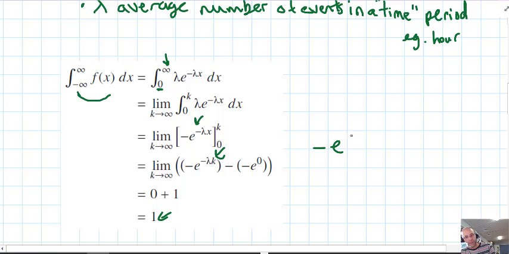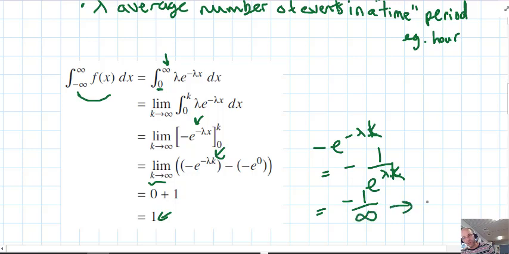So negative e to the negative lambda x is negative 1 over e to the lambda x, or k in this case, and basically as k approaches infinity, we can see that this approaches negative 1 over infinity, which tends towards 0.